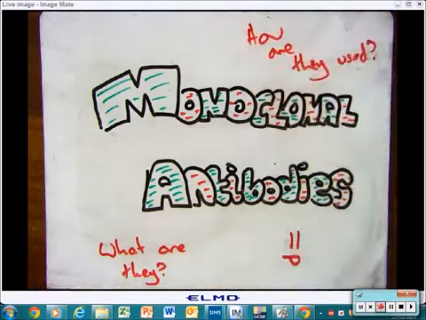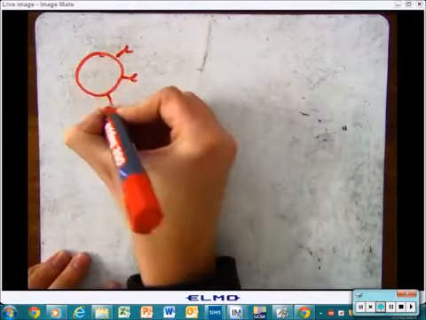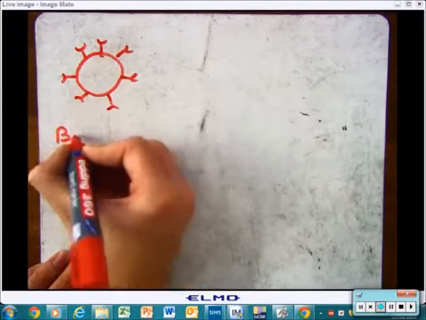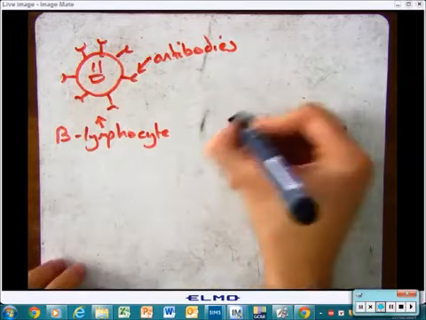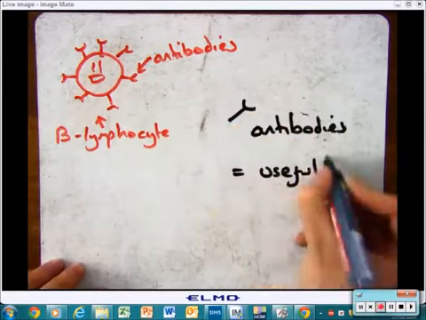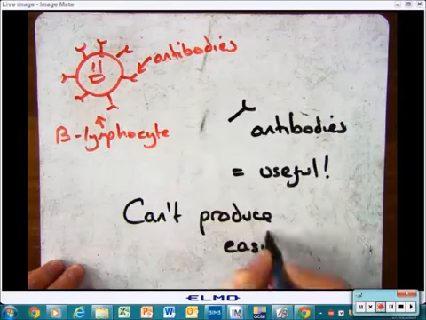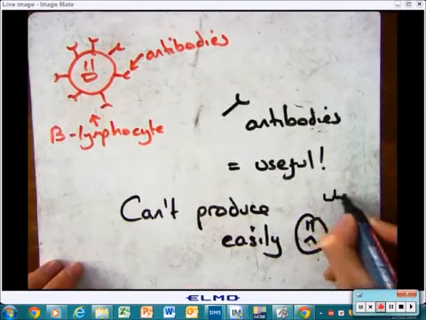So the first thing to remember then is that an antibody is something that's produced by a B lymphocyte. Now, antibodies can obviously be really useful, and it would be really great if we could take those lymphocytes and reproduce them. Unfortunately, it's not that easy to do that, so something else has to be done.